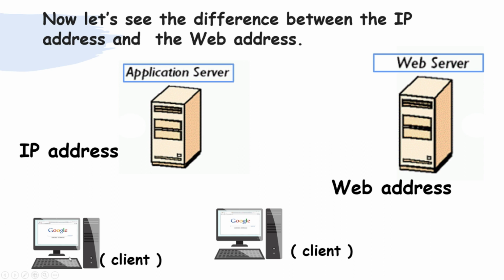Look at this picture. Here the client computer is there and web browser. I'm using the Google Chrome here. So this client computer is getting a service from this application server. But this client computer is getting the service from a web server. If we are taking the service from a web server, there should be a web address. If you are getting the service from the application server, there should be an IP address. This is the difference between the IP address and the web address.